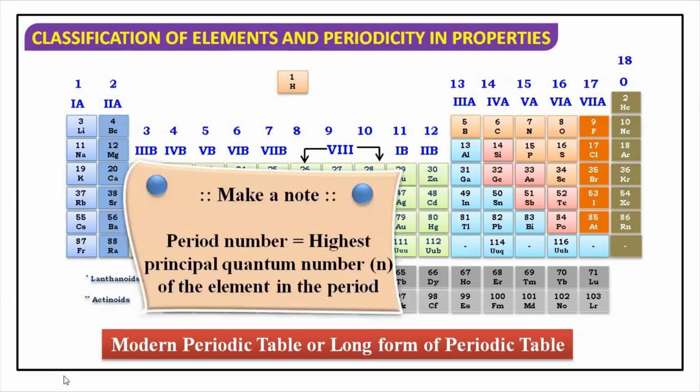Now, how to find the location of an element by its period number. If you write the electronic configuration of the element, look at the highest quantum number. For example, if I take sodium, the configuration is 1s2, 2s2, 2p6 and 3s1. In this case, the highest quantum number is 3, so sodium belongs to the third period. This is how we can calculate the period of any element on the basis of electronic configuration.